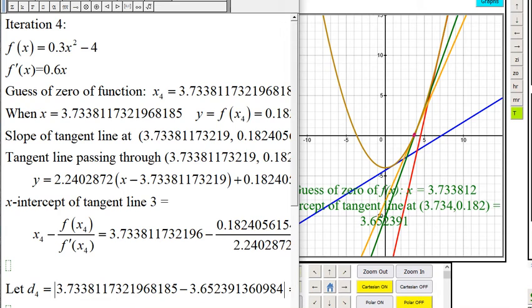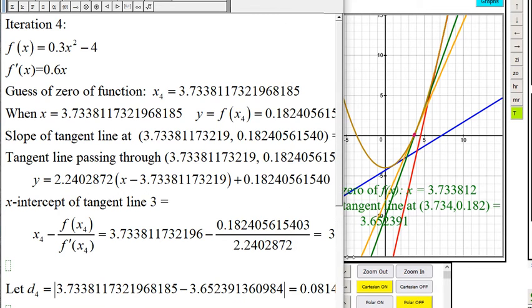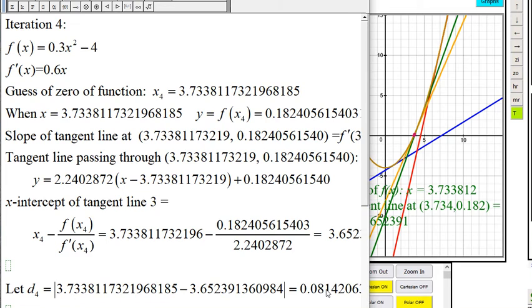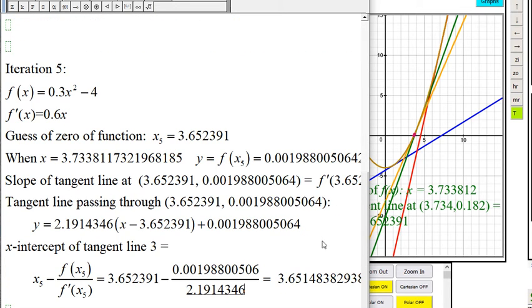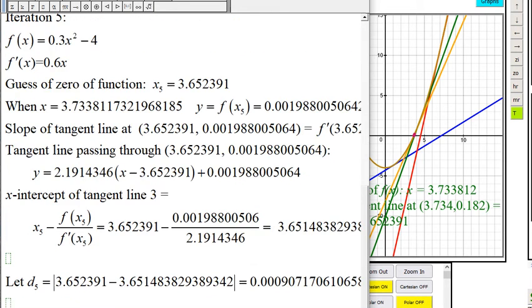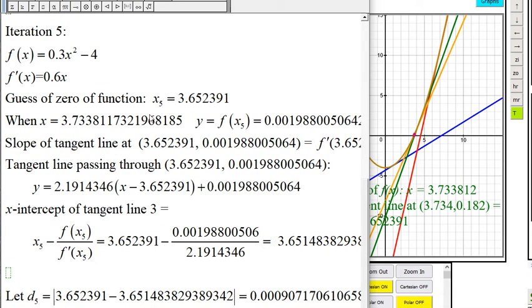And so for iteration number 4, the x-intercept of the tangent line is 3.65. And now we would go to iteration number 5. And when we go to iteration number 5, the guess for the zero of the function will be 3.652391.